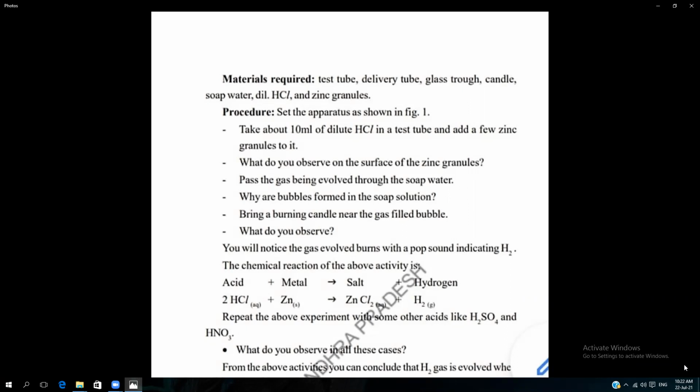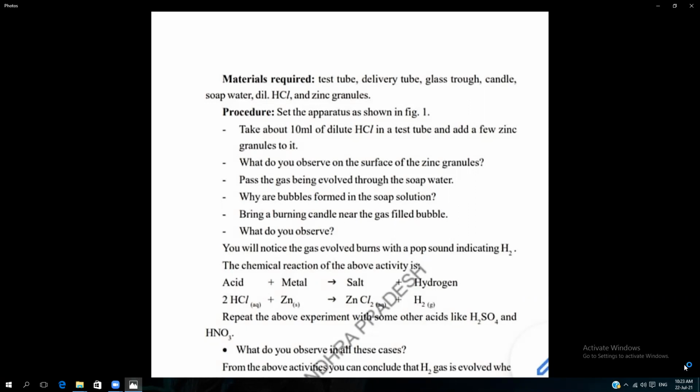Is it concentrated or dilute? In this activity, do we have to take dilute HCl or concentrated HCl? Dilute HCl, sir. Yes, very good. We have to take dilute HCl to conduct this activity. And what do you observe on the surface of the zinc granules when we are adding the dilute hydrochloric acid?